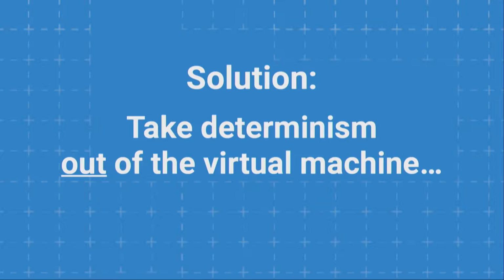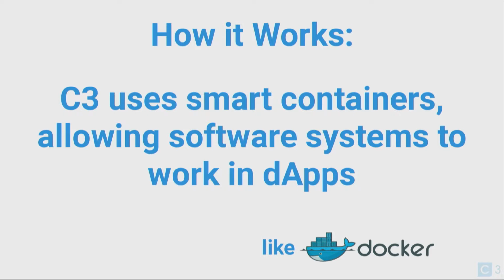It's crazy. So the solution we took is to take determinism out of that virtual machine. That's the problem, is the determinism, the special sauce, is stuck in a very limited virtual machine. If you take it out and put it on the developer, then you could build what's essentially smart containers to hold the hard work to get down to the blockchain. So we have built smart containers that allow software systems to work within dApps. That's where we get the Docker for blockchain reference, because it's a lot like what Docker did for software proper, only we're doing it for decentralized applications.